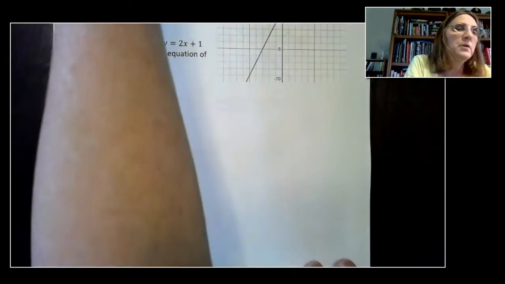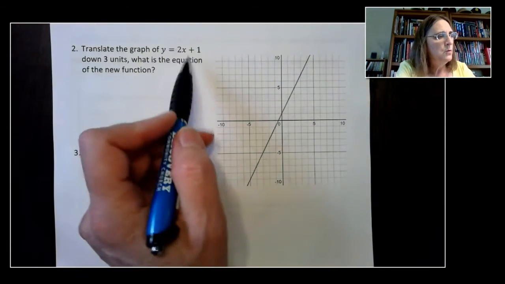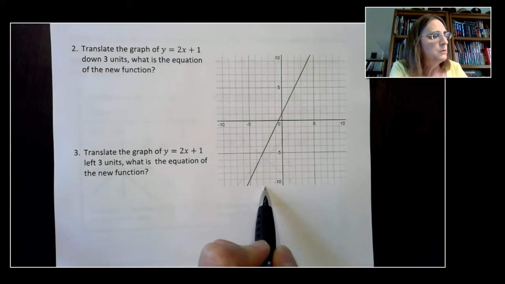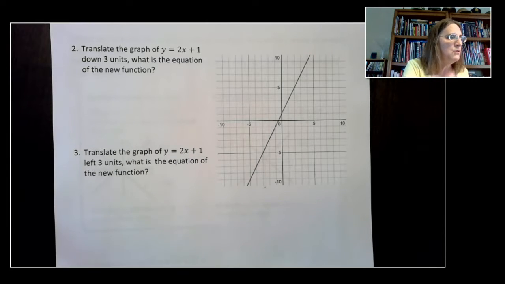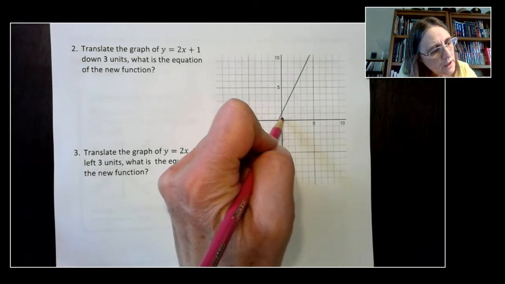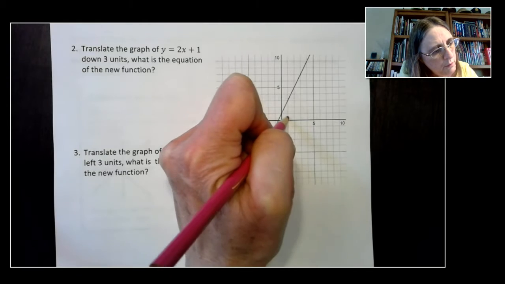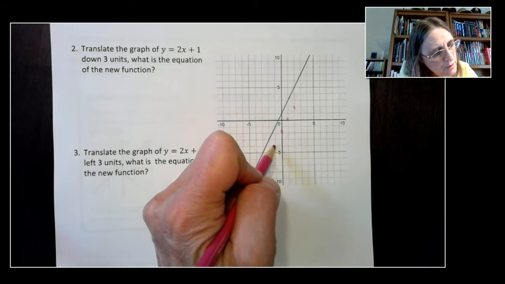Let's start with a different parent function. Let's start with the parent function y equals 2x plus 1, and we have the graph of that function right here. We want to move this graph down 3 units. We want to see how it changes, and then we want to write the equation of the new function. So I'm going to take a few of the points on this line, and I'm just going to count down 3 steps, so we can see where our new function becomes.